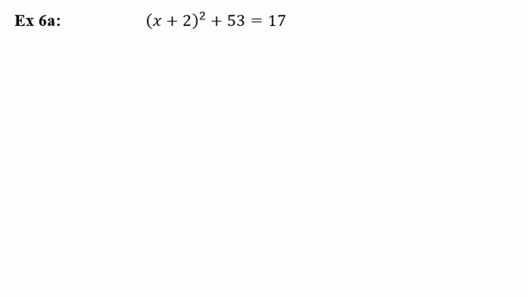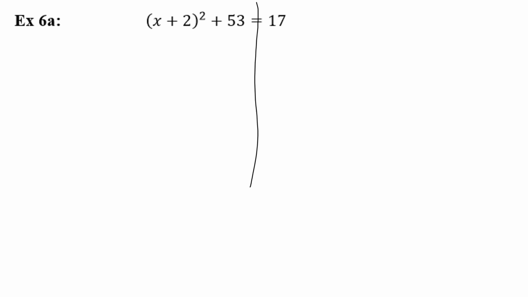Example 6a. We have the quantity x plus 2 raised to the second plus 53 equals 17. As complicated as this looks, it's actually a little bit easier than the previous example because we already have something being raised to the second. So it's not in standard form. So we don't have to worry about trying to factor and then not being able to and then completing the square. We can actually solve this a little bit more like we normally would.